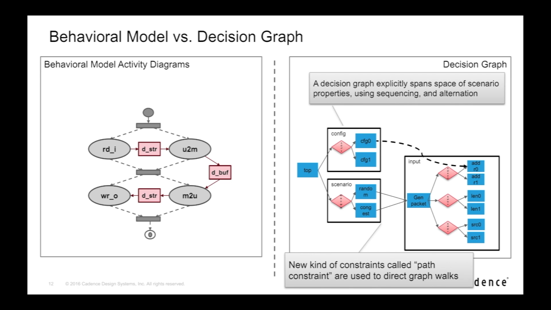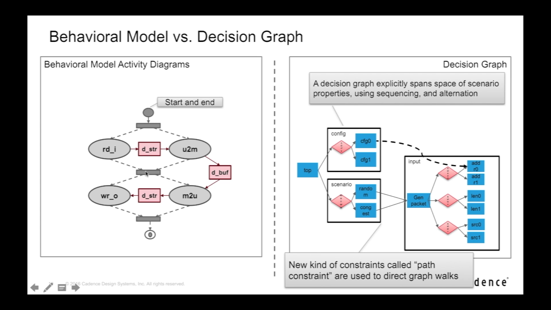Now they also added a new kind of constraint called the path constraint, which is used to direct the graph walk. So I can say, either as a rule or in a specific test, if the config is 0, then always go to address 0. That would be a path constraint on walking a decision graph. Now let's take a moment and observe the differences between these two. Here's our behavioral model.